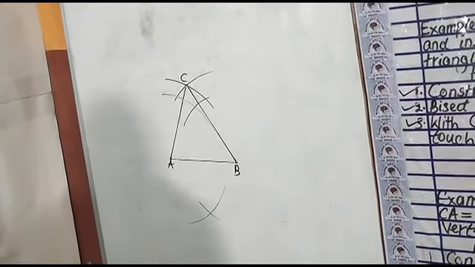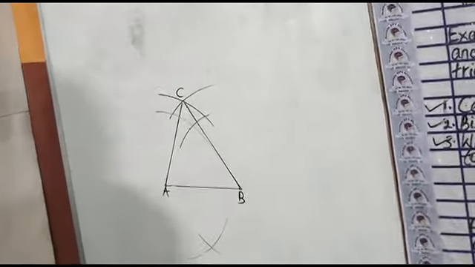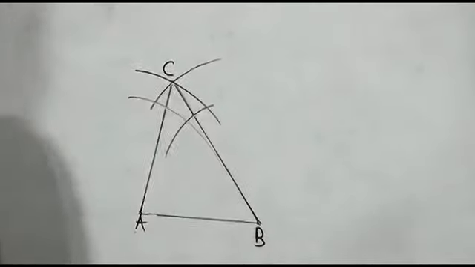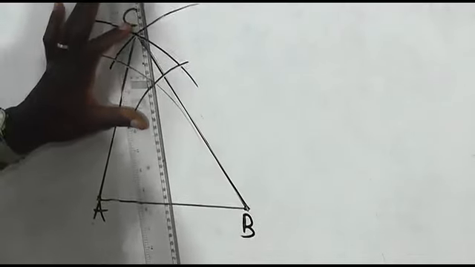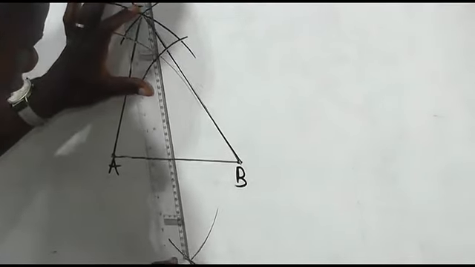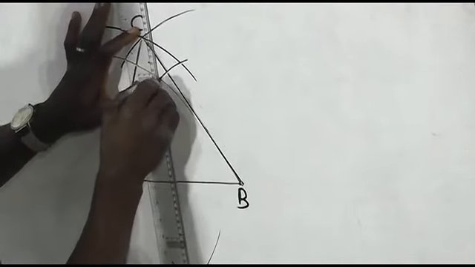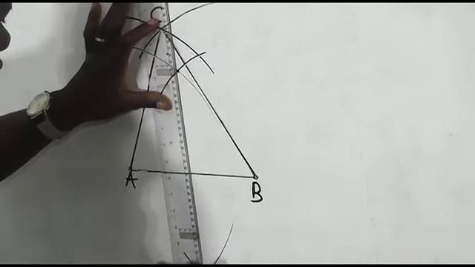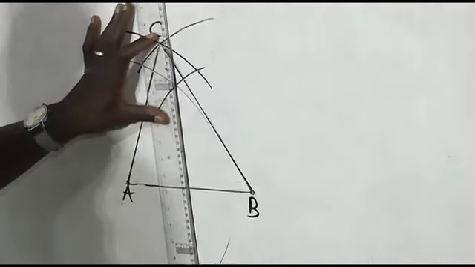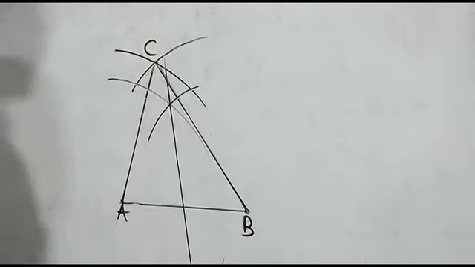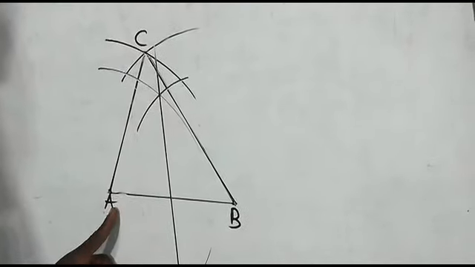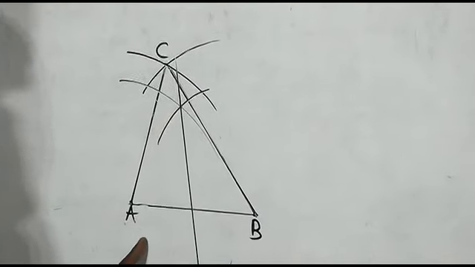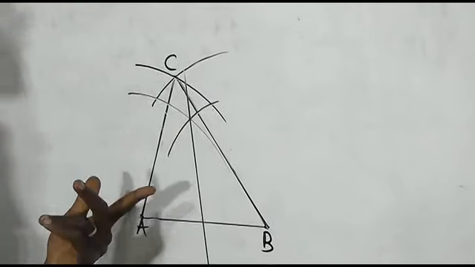Okay? So once you are done with that, you take your ruler and draw a line passing through the intersection of the two arcs. Okay, so you have a point and another point there. So you draw a line passing through the intersection of those two arcs. Okay. Once you are done with that, you successfully bisect this line AB. So you also bisect any other side.